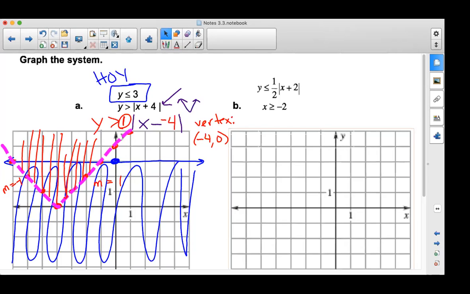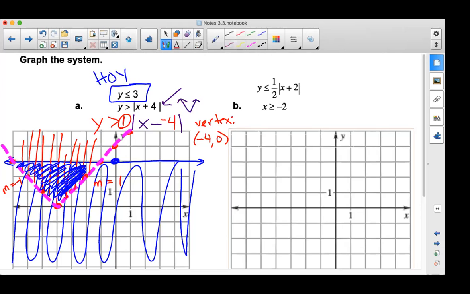And then don't forget to shade your final solution. That's how we're writing our final answer. We need to shade it, darken it in, make it obvious if Miss Carp is walking by and peeking over your shoulder. She should see that you know where the solution is because it's darkened. We're not writing a single ordered pair. We're not writing multiple ordered pairs because it's all of them inside that area. Questions?